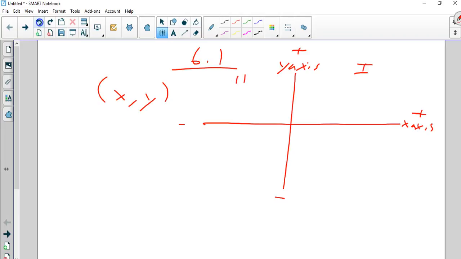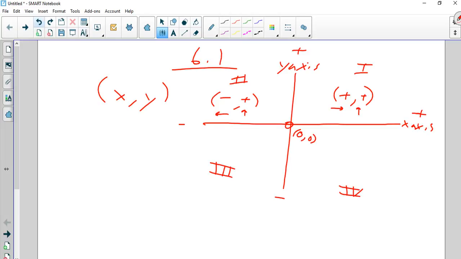This is quadrant 1, quadrant 2, quadrant 3, and quadrant 4. And every number out here in quadrant 1 is positive, positive. In other words, you go right, and then you go up. Everything in quadrant 2 is negative, positive. In other words, you go left first, and then you go up. We're always starting right here at the origin. And the origin has a location of 0, 0.